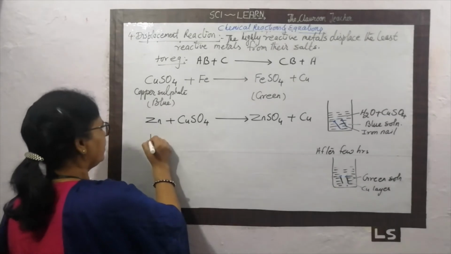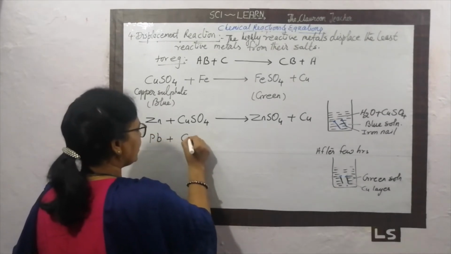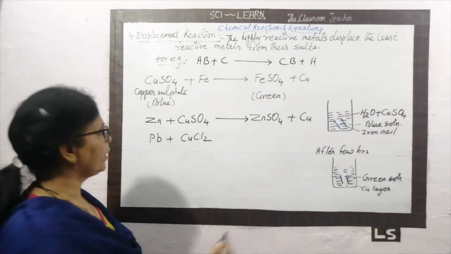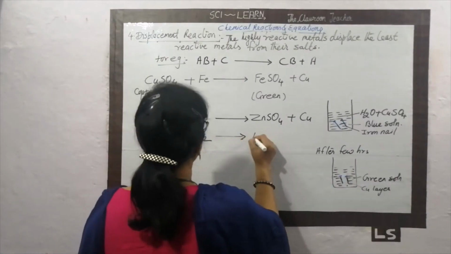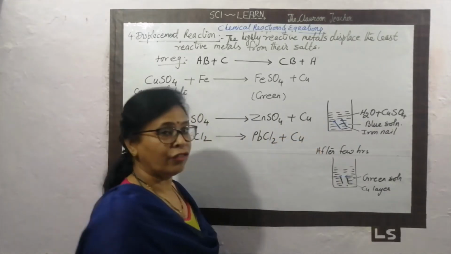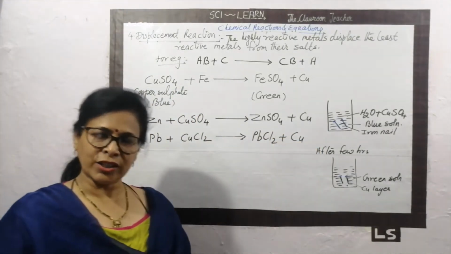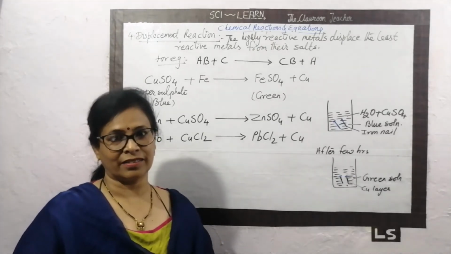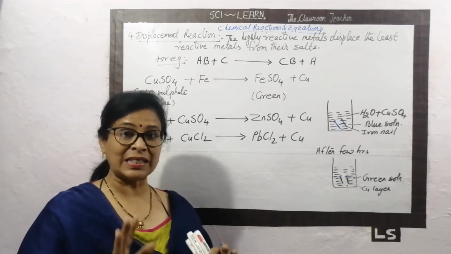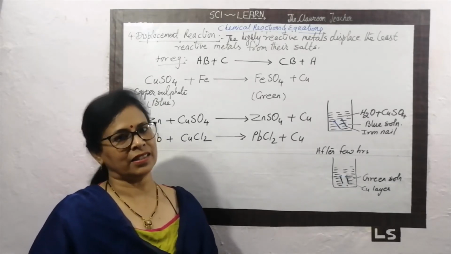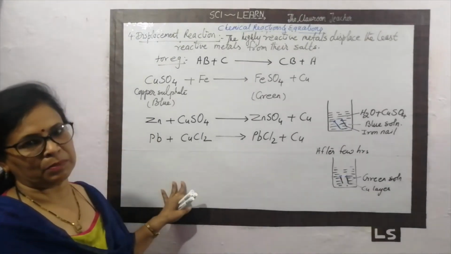Lots of them. Lead, Pb, combines with copper chloride, CuCl2. What happened? Lead is more reactive than copper. So we get here PbCl2 and copper. One more interesting thing. Most of the time the displacement reaction is already a balanced reaction. Maximally the displacement reaction is already a balanced reaction. So this is the displacement reaction.